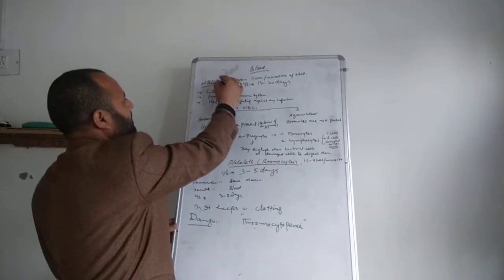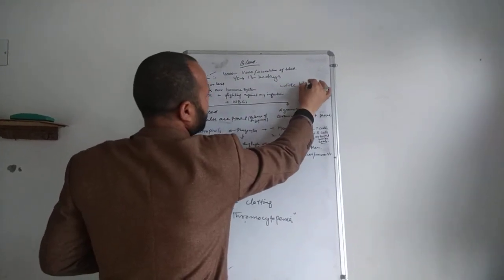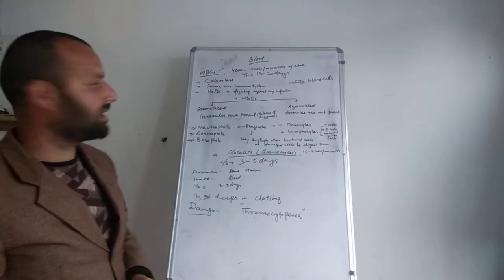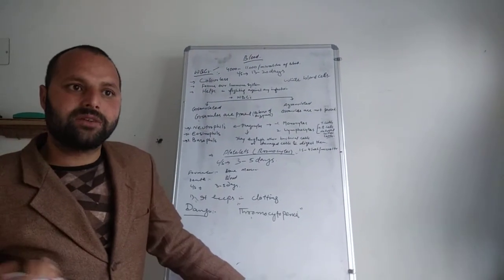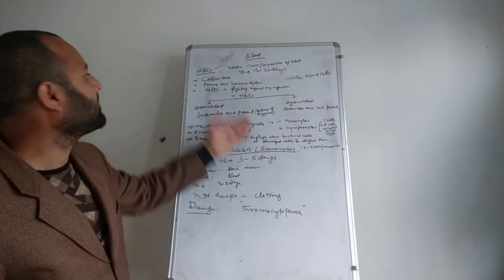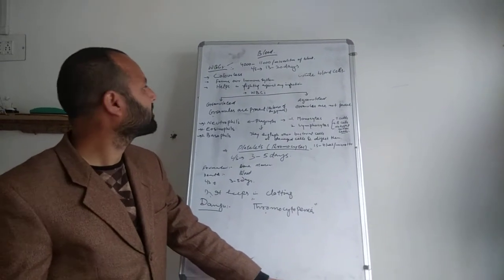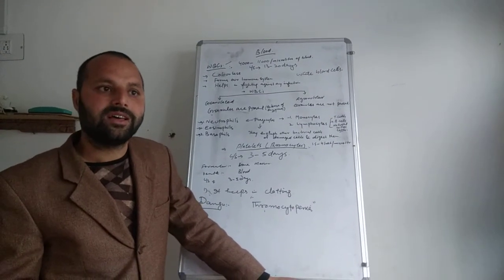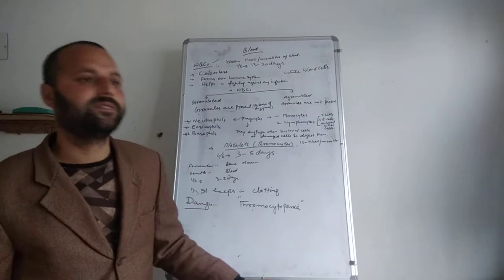WBCs are known as white blood cells or corpuscles. They are colorless. The WBCs form our immune system. Our immune system is formed of these WBCs. It helps us in fighting against infection or any other disease. WBCs are further divided into two parts. One is known as granulated WBCs and another is known as agranulated WBCs.